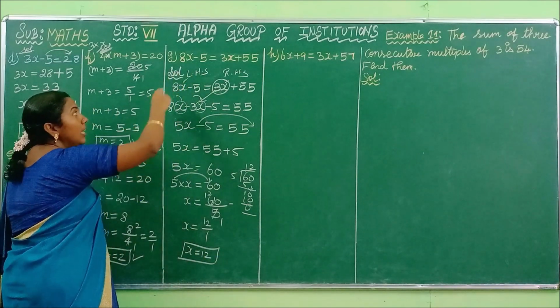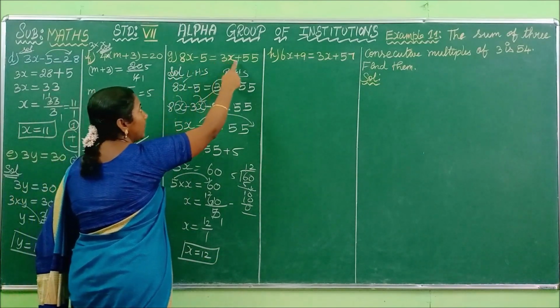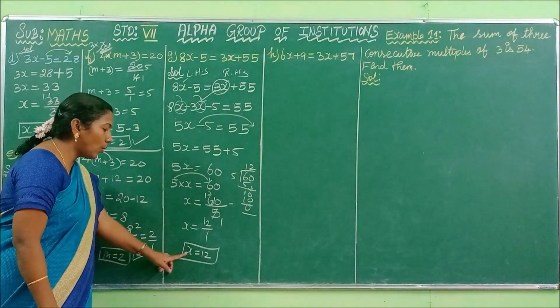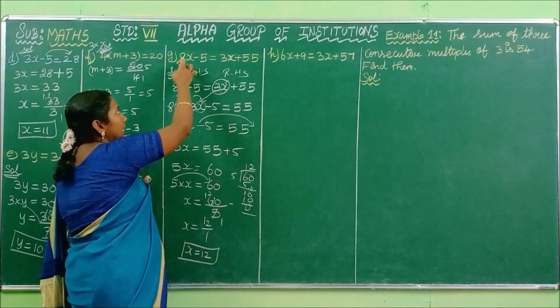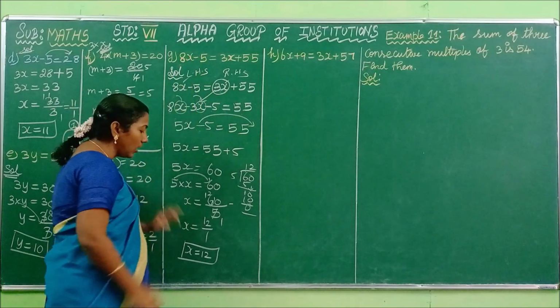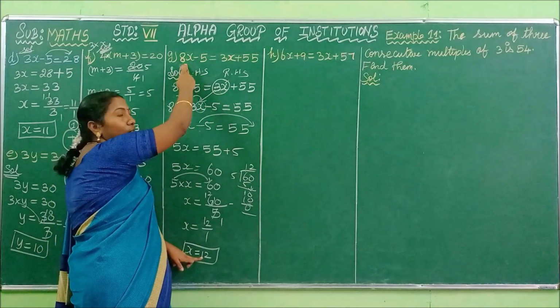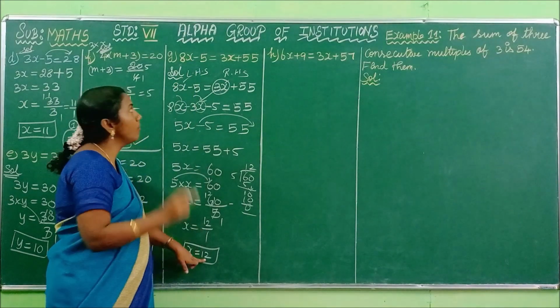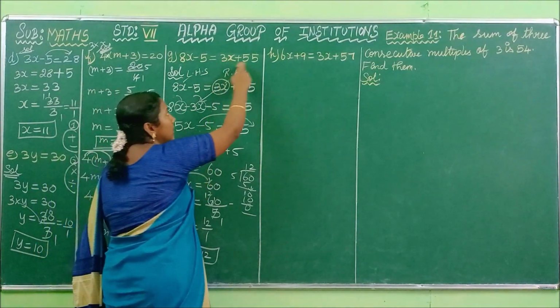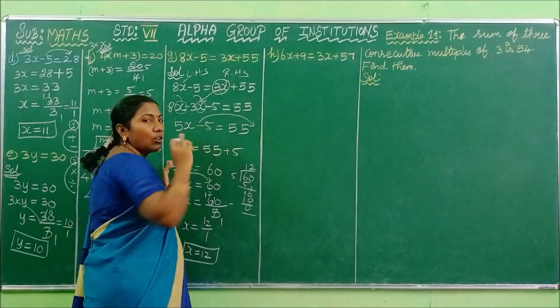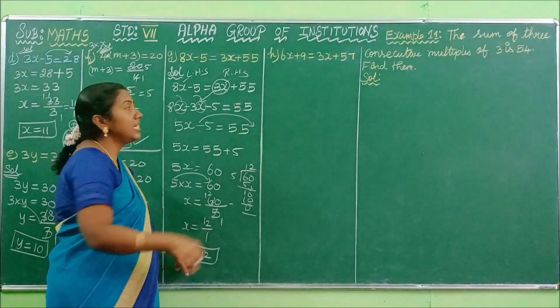See the question children. 8x minus 5 equal to 3x plus 55. We have found x equal to 12. Whenever you find free time, you check your answer. 8x minus 5. Substitute the 12 in this equation instead of x. 8 into 12 minus 5. You get one answer. Similarly, in the RHS, instead of x, you also substitute the value 12.